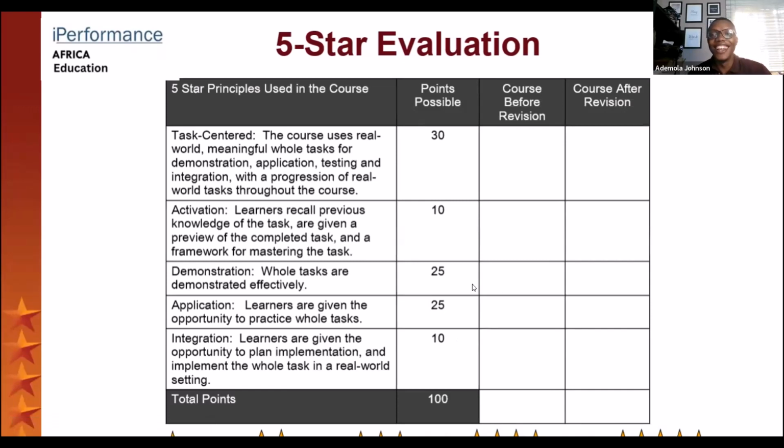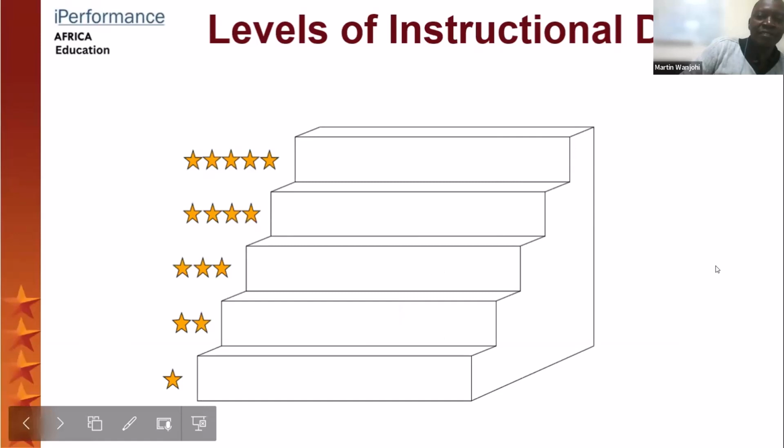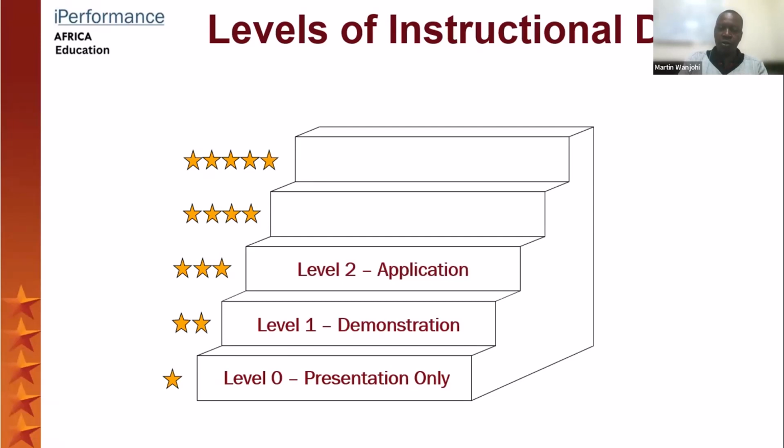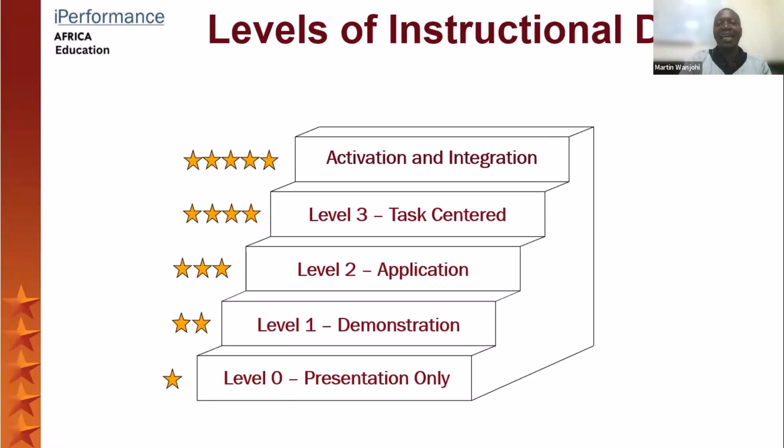Okay. Now, keep that score so that when you redesign your course, you can come back and assess and evaluate your course. What Dr. Merrill says are the levels of training. If your training program is presentation only, information only, that would be a level 0. If you add demonstration, then you move on to a level 1. If you add an application, the training moves to a level 2. If you make it task-centered, then it would be a level 3. And if you have activation and integration, then that would be a level 5, or a 5-star learning program.